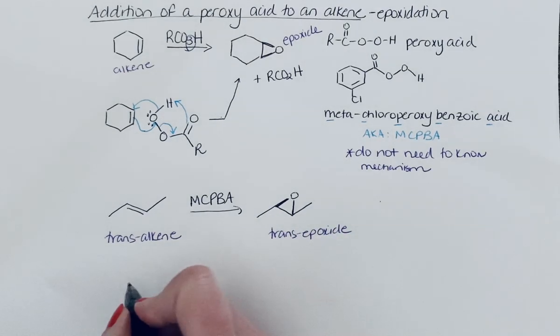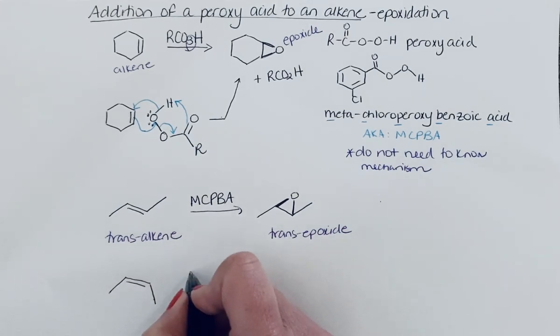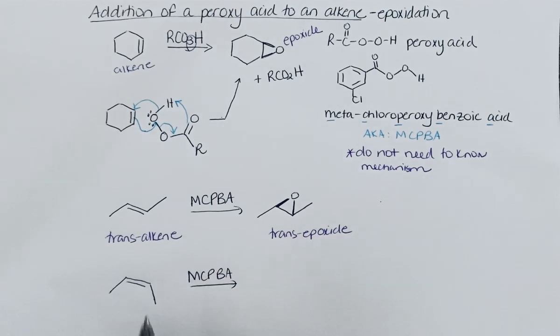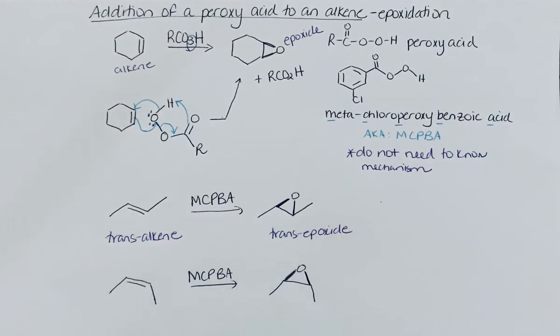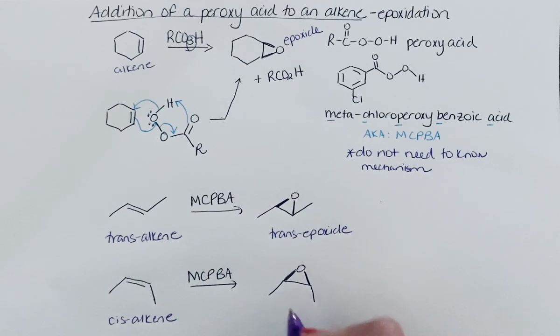We can see a similar reaction if we were to start with a cis alkene. It's still going to be a reaction that takes place all in one step. So nothing has time to rotate or move around. So when we get the epoxide product, if we start from the cis alkene, the product will be the cis epoxide.